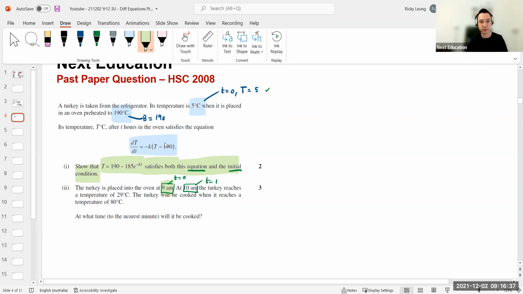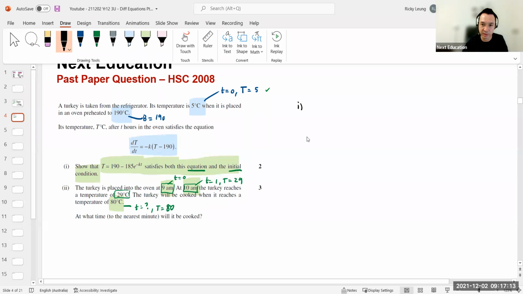So 1 hour later, it gives you a fact: at t equals 1, capital T is 29. The turkey will be cooked when it reaches 80 degrees. So this is saying t equals a question mark when capital T is 80. Can you see that? The first fact allows you to find the value of k. The second gives you the question. Okay, that's all hunky-dory.